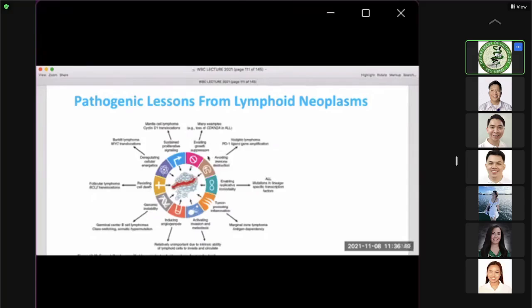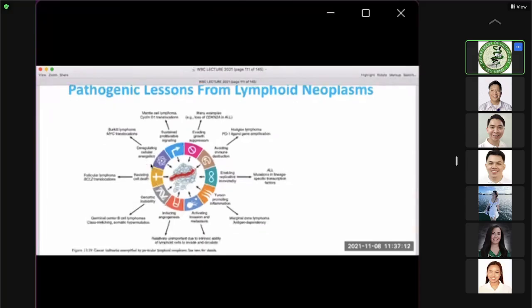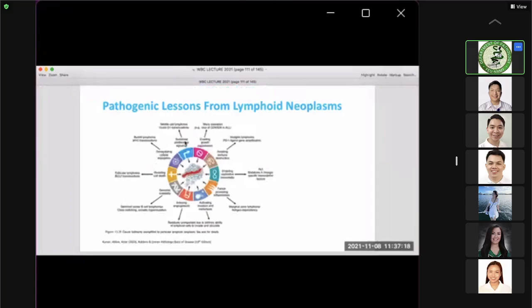So they can evade growth suppressors, they avoid immune destruction, they enable replicative immortality, and there is also a tumor-promoting inflammatory process. They activate invasion capability and the capability to metastasize, angiogenesis, just like any other tumor, genomic instability, and they resist cell death, dysregulating cellular energetics. So all of these are factors that would aid in the proliferation of tumor cells, the specific tumor cells that are mentioned here.